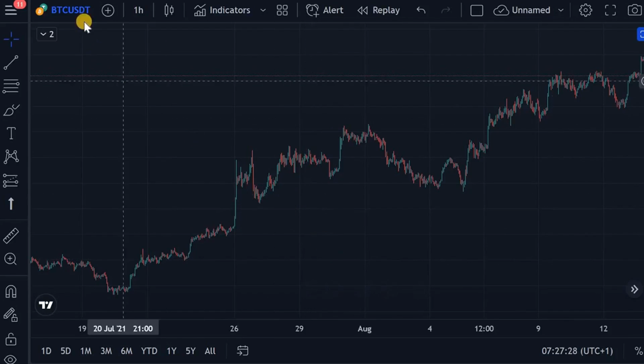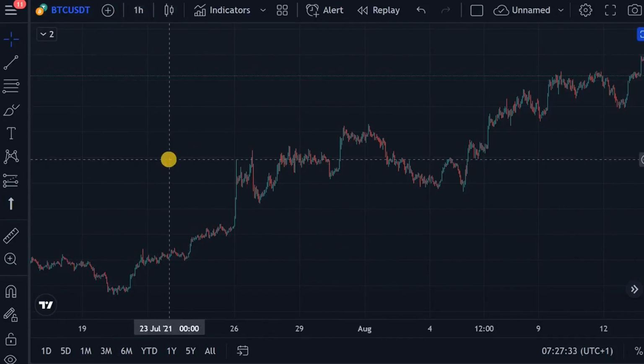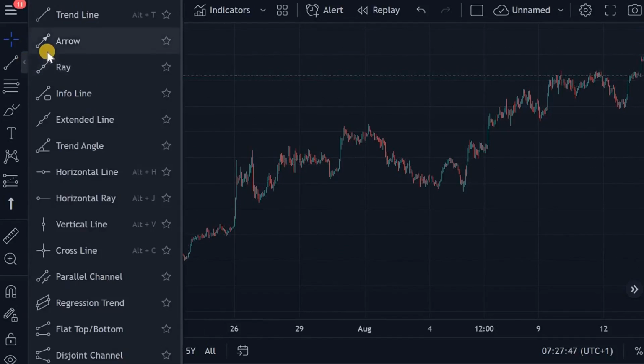Right now I am on the Bitcoin USDT price chart, and this is the 1 hour time frame. For us to start, we would have to go over to this section right here and bring out a drawing tool. In this video, I am going to use the trend line for you to understand exactly how to draw support and resistance in the price chart.